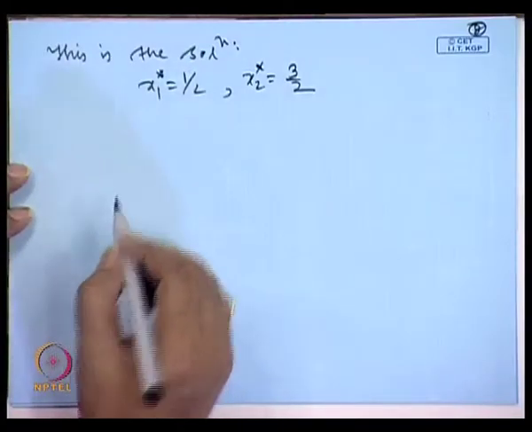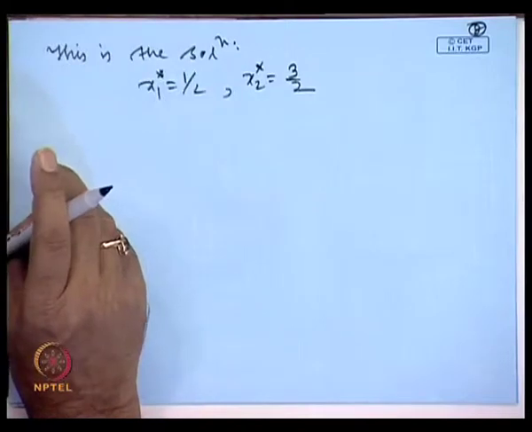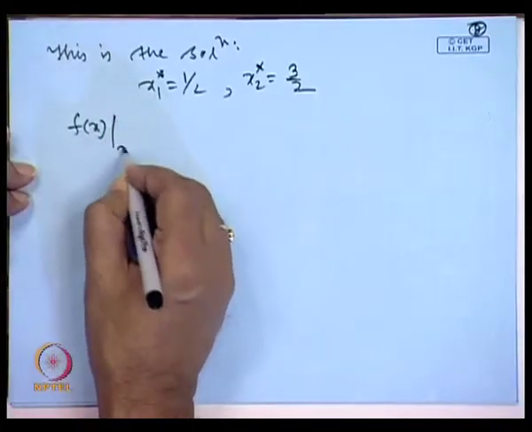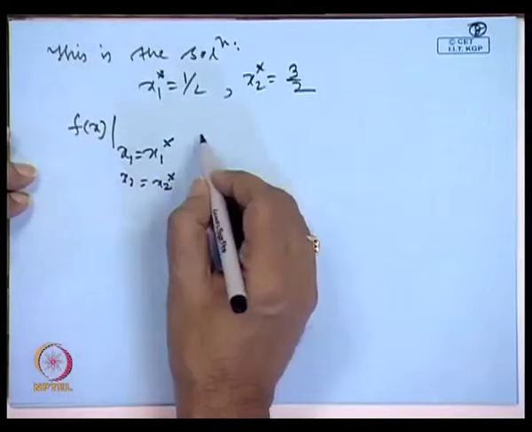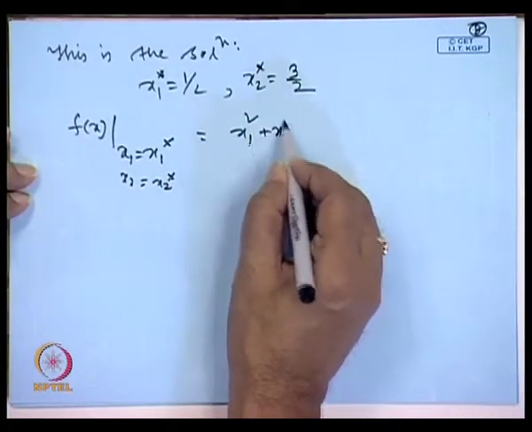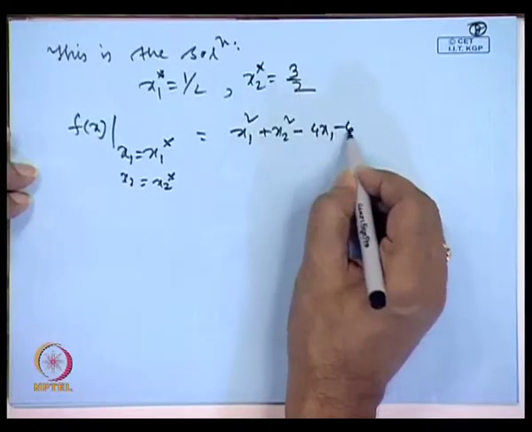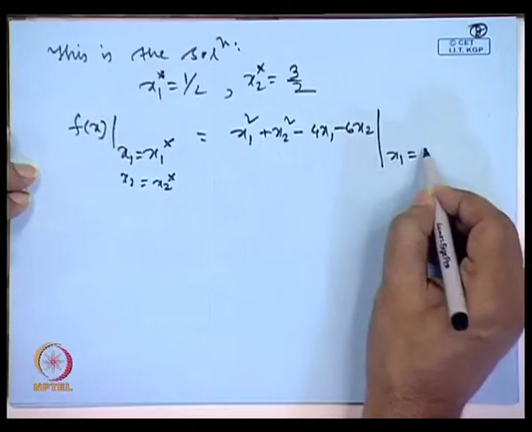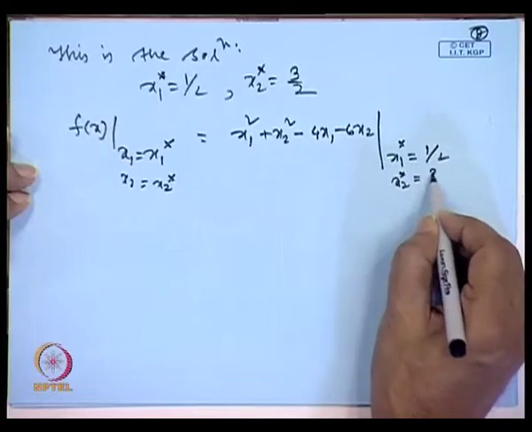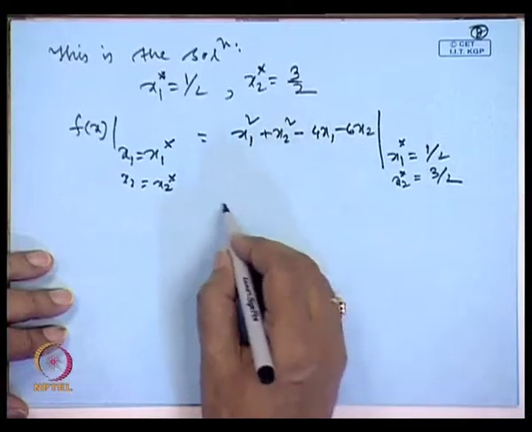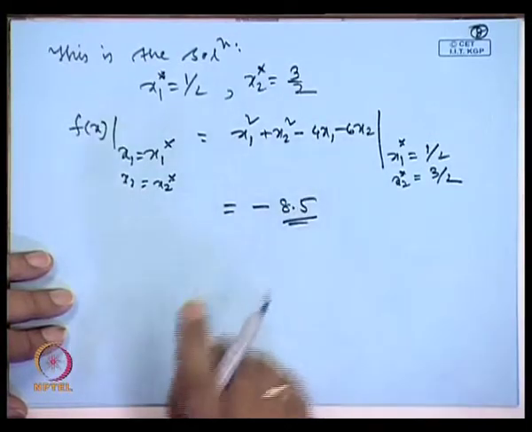Agree? Now, here you can also check whether it is the minimum value or maximum value of the function without checking the sufficiency conditions. Let us see how to check that. Let us call the f function at x 1 equal to x 1 star and x 2 equal to x 2 star. This value is x 1 plus x 2 minus 4 x 1 minus 6 x 2. Put x 1 equal to half and x 2 star equal to 3 by 2. If you put this value, you will get 8.5.